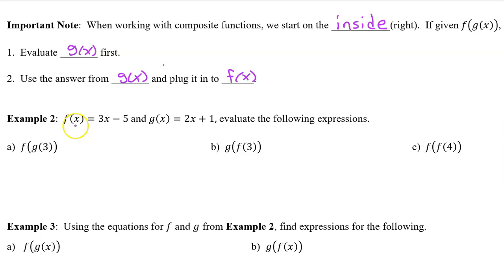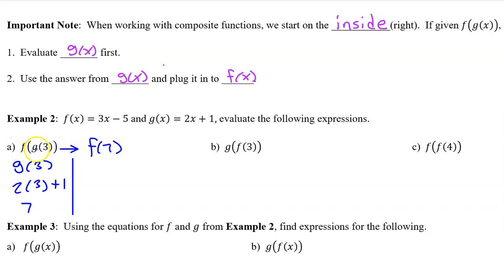Example 2. F of x equals 3x minus 5 and g of x equals 2x plus 1. Evaluate the following expressions. Part A, f of g at 3. We're going to work from the inside out, so let's first evaluate g at 3. Plugging 3 in for x, we get 2 times 3 plus 1. That's 6 plus 1, which is 7.